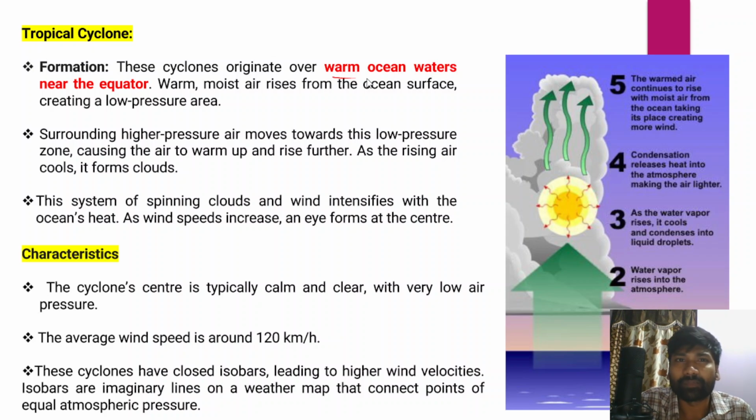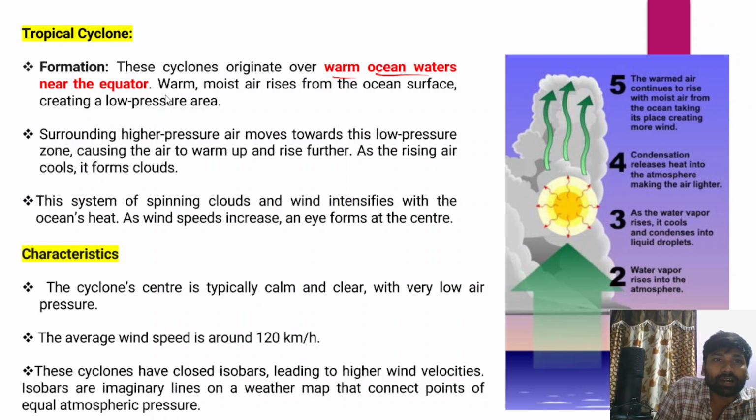near the equator the Coriolis force is almost zero. So we cannot say that tropical cyclones originate very close to the equator. Rather, we could say that away from the equator, these cyclones originate over warm ocean waters, specifically in the tropical zones, because tropical zones receive the highest amount of sunlight, and that helps in increasing the sea surface temperatures.